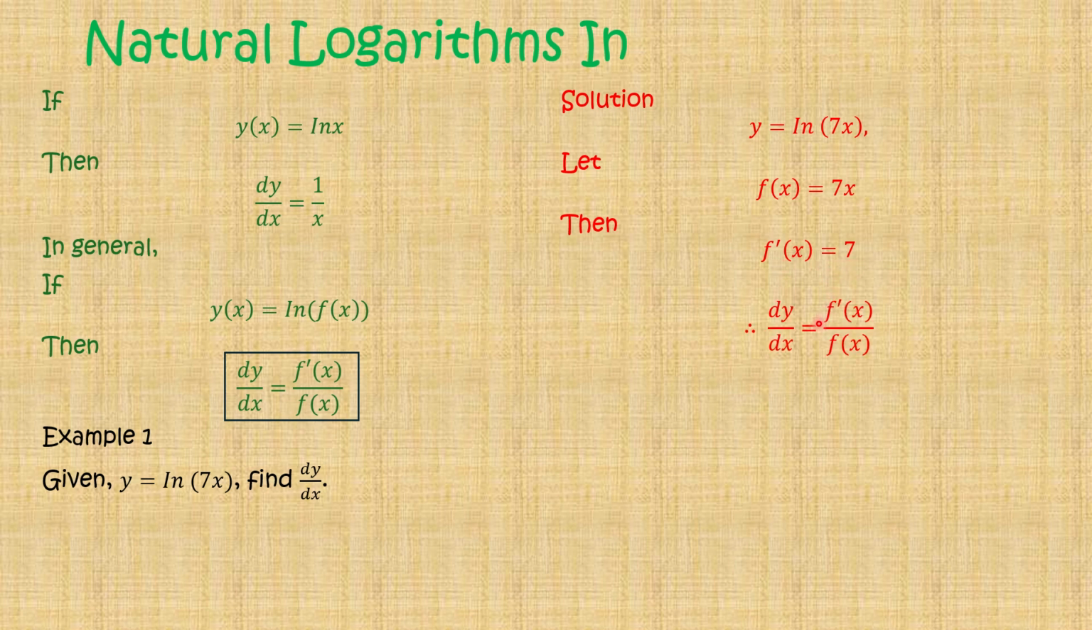Therefore, we know that dy dx of ln is given to be f prime of x over f of x. Now we substitute for the f prime of x and the f of x that we obtained earlier on. The f prime of x was 7 and the f of x was 7x, and we know that the 7's will cancel out so that our dy dx becomes 1 over x, and that will be our solution.